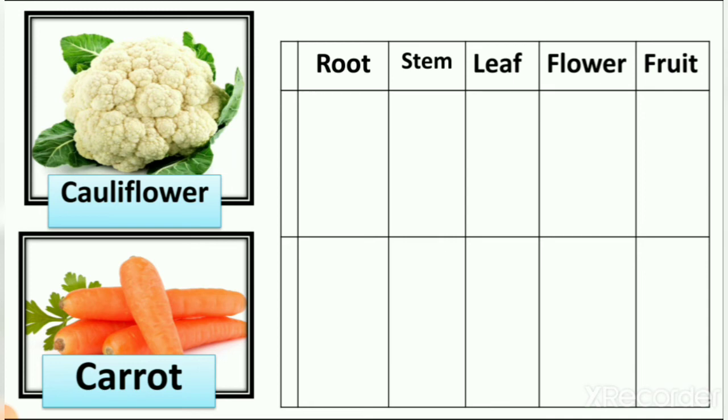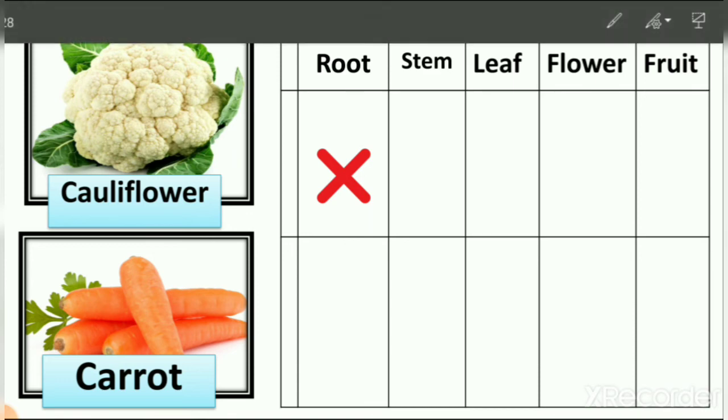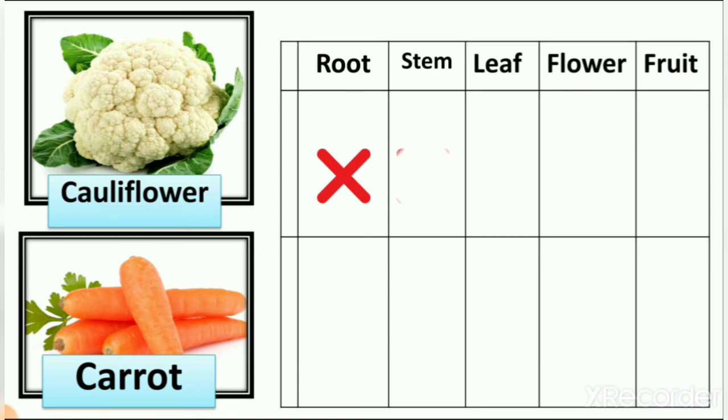So first we start with root. Is that a root of the plant, cauliflower? You can see here. Yes or no? No. Why? Because cauliflower grows on the ground, not underground. So we put a wrong mark in it. Then stem, it looks like a stem. Yes or no? No. So we put a wrong mark in stem.